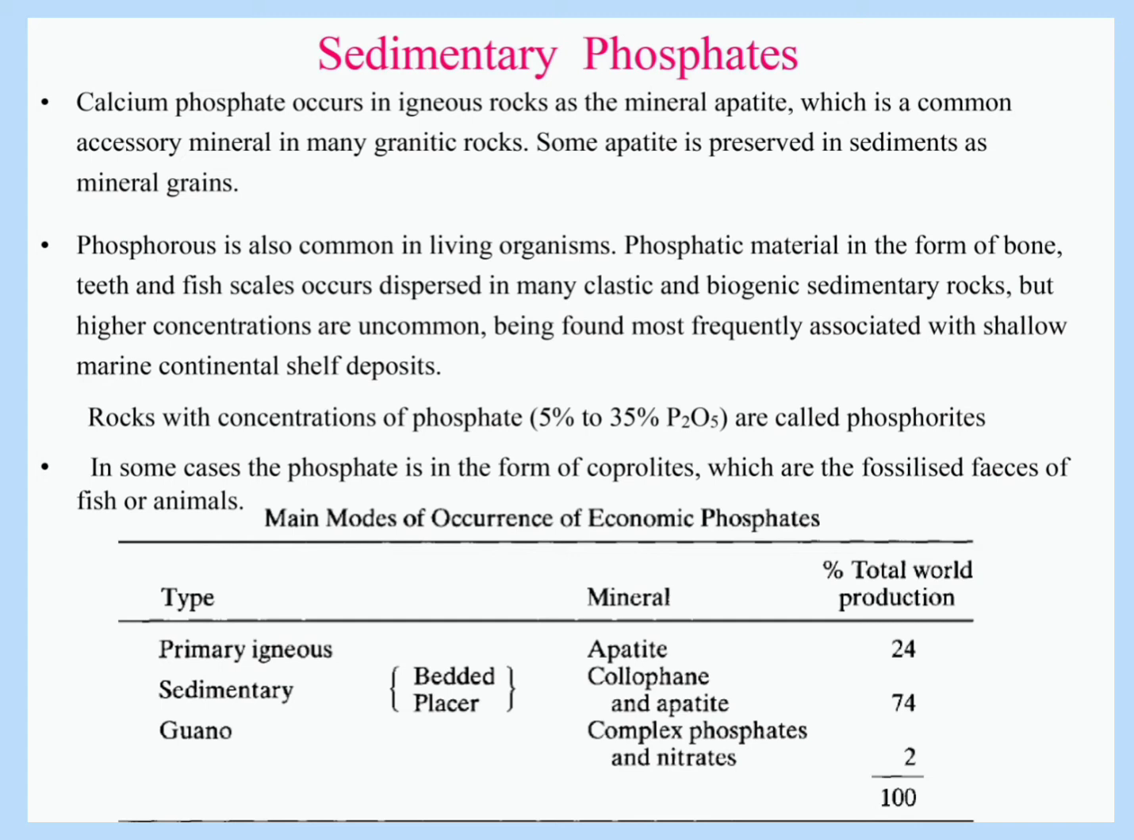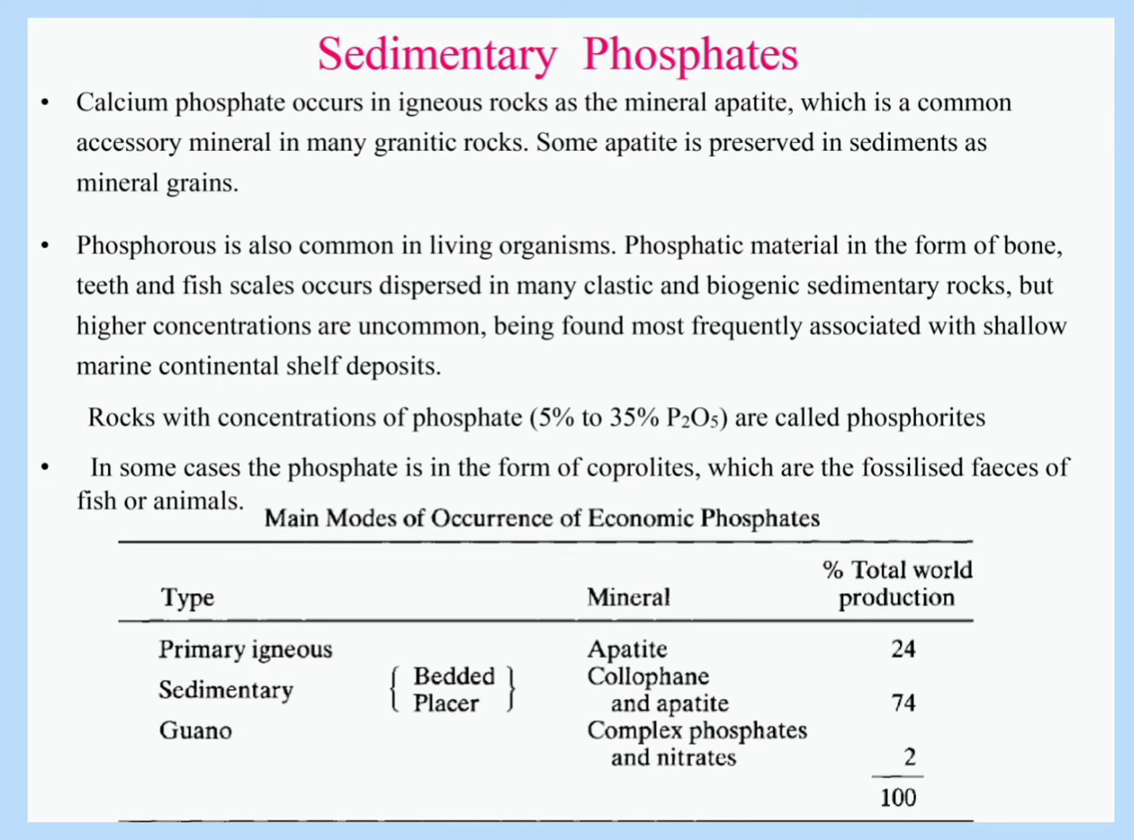Okay, now we will come to sedimentary phosphate. Calcium phosphate occurs in igneous rock as the mineral apatite. If someone asks you which phosphate mineral occurs in igneous rock, you need to say apatite. Apatite is the only mineral in igneous rock which has phosphate content. This is very important, remember that. It is a common accessory mineral in many granitic rocks, and you will see it in granites.